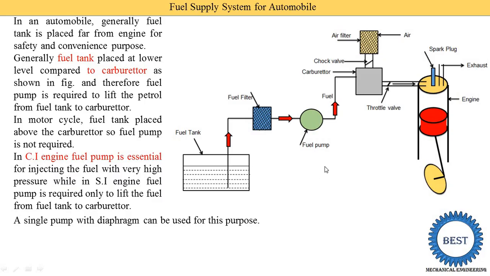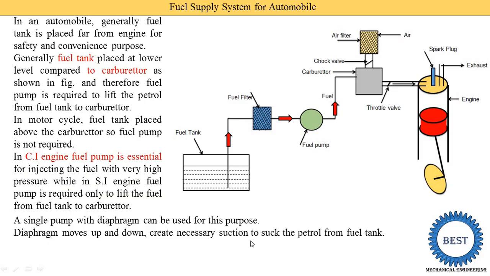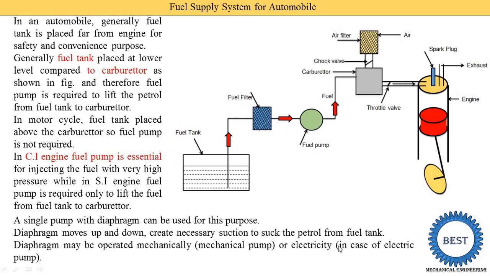Various types of pumps are available, but generally a diaphragm type of pump is used. The diaphragm moves up and down. It creates the necessary suction to suck the petrol from the fuel tank. And the diaphragm may be operated mechanically, meaning it is a mechanical pump, or electrically in the case of electrical pumps.